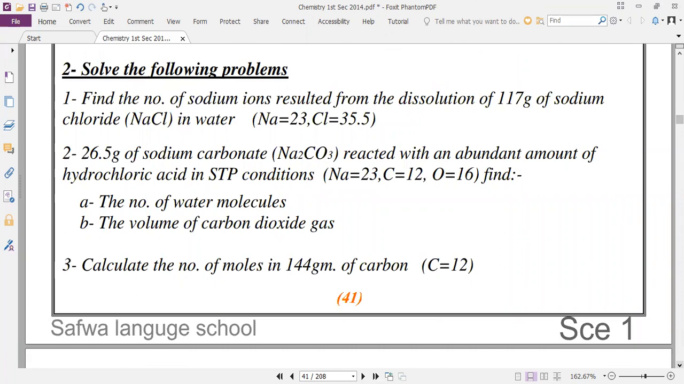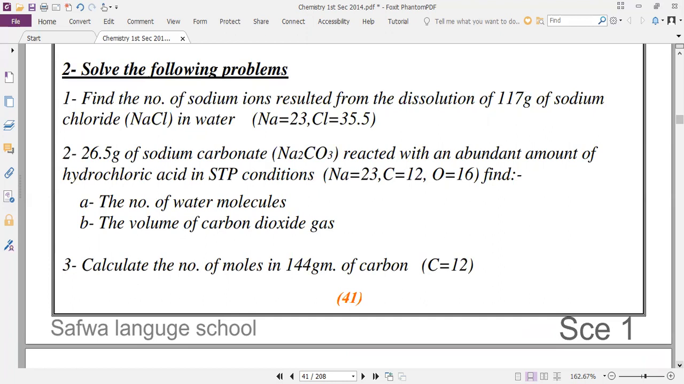No. Find the number of sodium ions. So we are going to calculate by which rule? The Avogadro's number rule. Yes, as number of moles equals number of ions over Avogadro's number. So number of ions equals number of moles times Avogadro's number. So the unknown is number of moles. How can we get it? Number of moles of sodium chloride equals the mass of substance over molar mass.